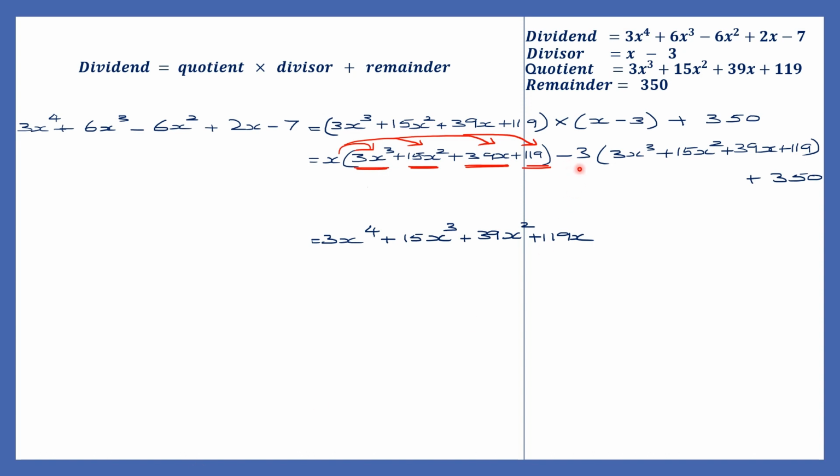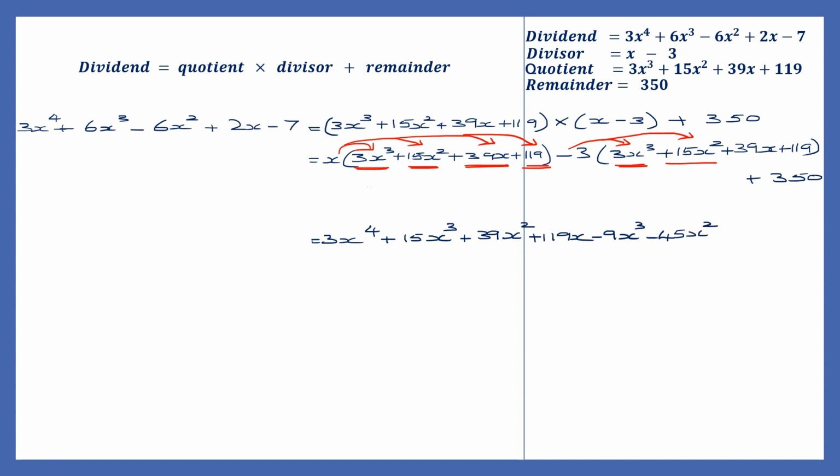Here we are going to multiply minus 3 with each term inside. So it will be minus 3 into 3x cube. So the sign is minus. 3 threes are 9, 9x cube. Then we multiply with the next one which is 15x square. Minus into plus is minus. 3 into 15 is 45x square.